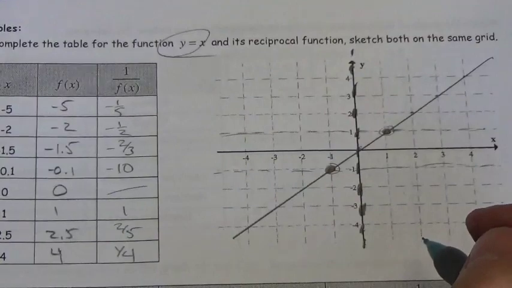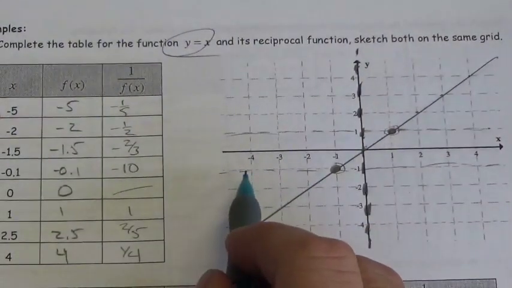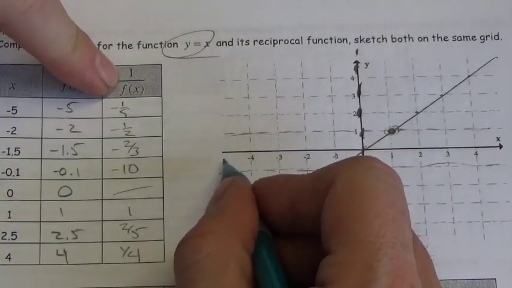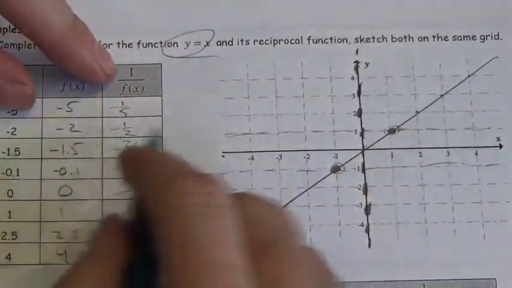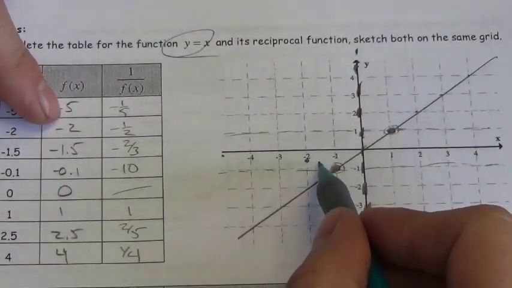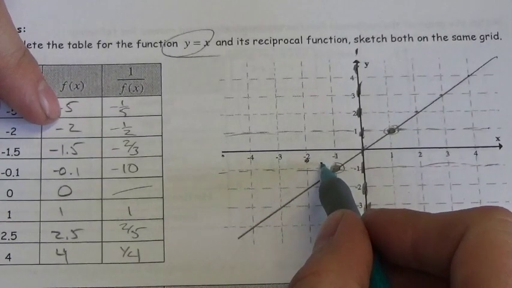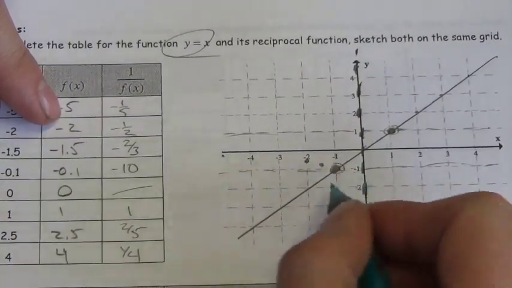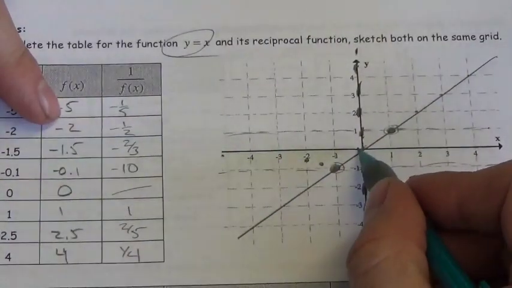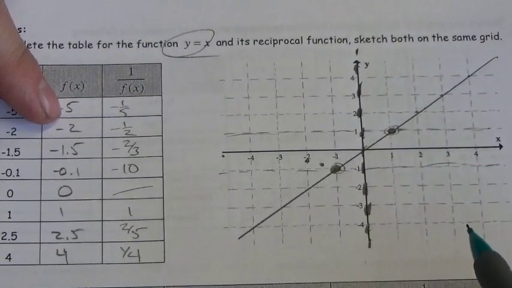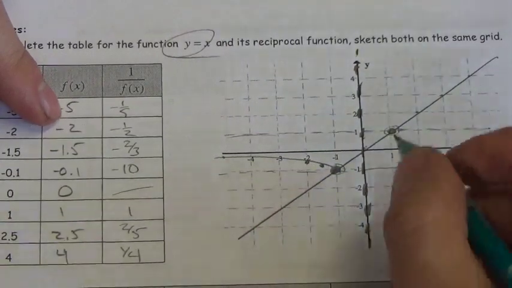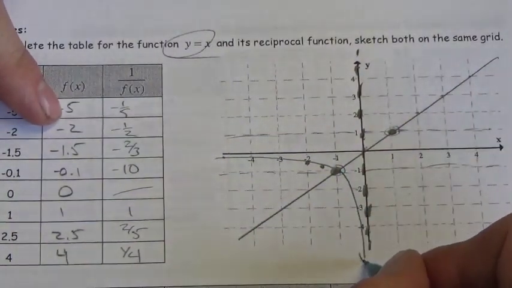Good. Now, at negative 5, the y-coordinate became negative 1/5. So that's going to be right close to there. Negative 2 became negative 1/2. Negative 1.5 became negative 2/3. So that's going to be up in there. It's going to go through this point. The negative 0.1, which is way down here, is going to go way down here to negative 10. So you can see right now that this thing's actually going to swoop down like that.